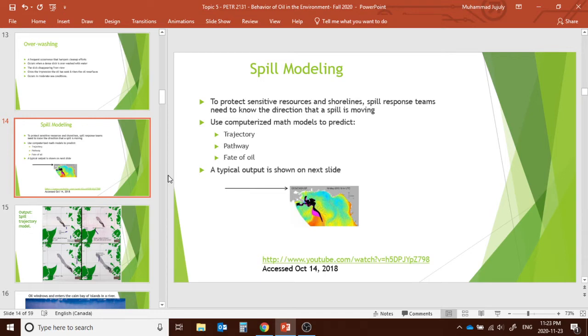Spill modeling. Let's learn about the spill model. In order to protect the sensitive resources on the shoreline, the spill response team needs to know the direction that the spill is moving. Now we use our advanced computer system to model, or predict, the spillage, the trajectory, pathway, and the fate of the oil. So the typical output is shown here. We'll actually see that, but before that, let's see a video.